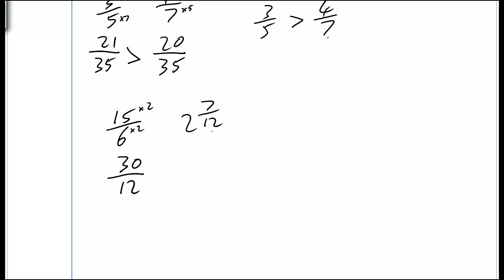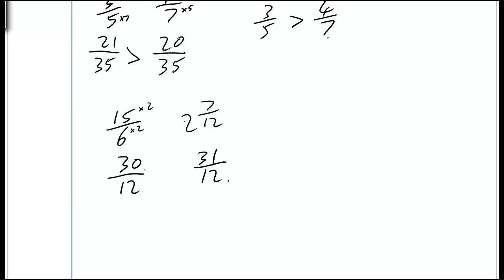That's 30/12. This fraction, now it's a mixed fraction at the moment, so we want to get rid of the 2 in front and write it as an improper fraction. So all you do is you get the number out the front, the 2, and you multiply it by the denominator. So it's 2 times 12 is 24, so 24 plus 7 is 31. Okay, so that will equal 31 over 12 as an improper fraction.